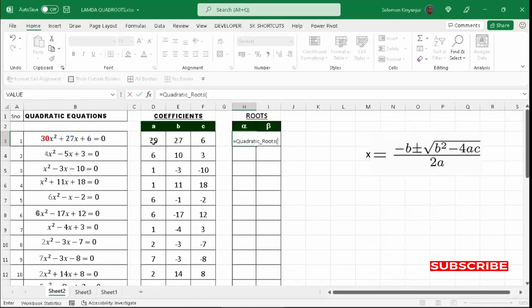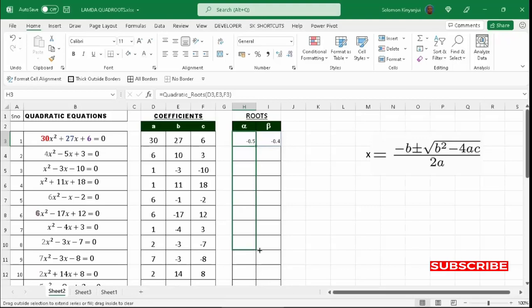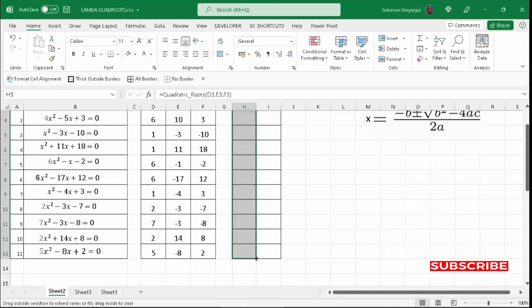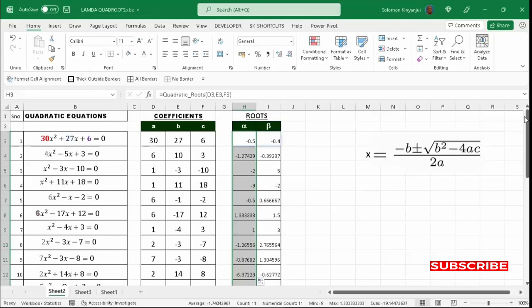So we select the value of a, comma b, and then comma c, then we close the bracket and press enter. Automatically we have the two roots. Then we copy the others: you bring the cursor here, then you drag down the column, and automatically we get the second root.